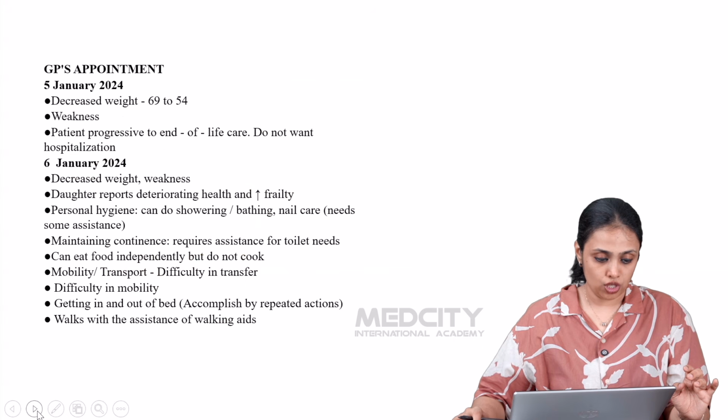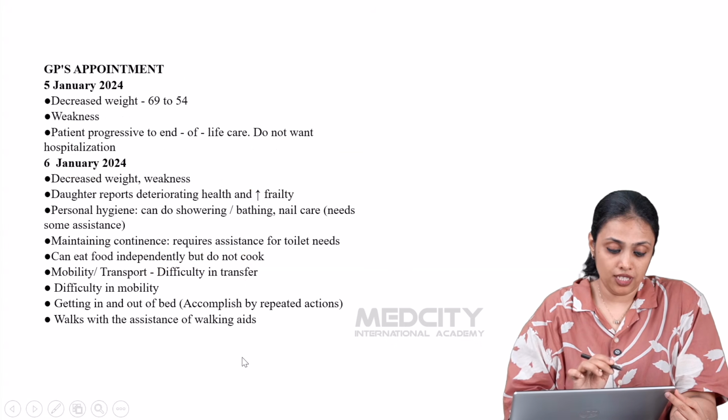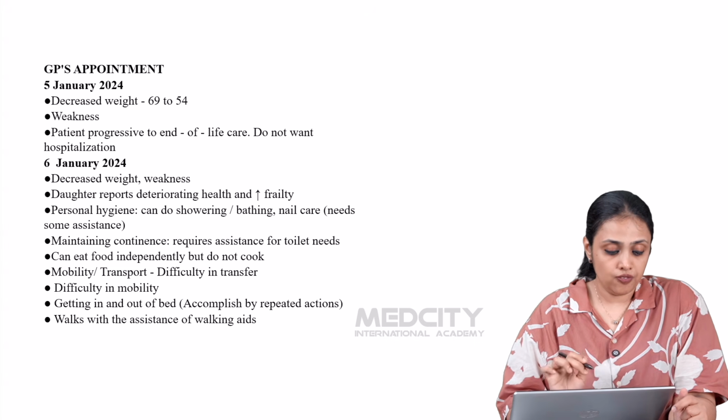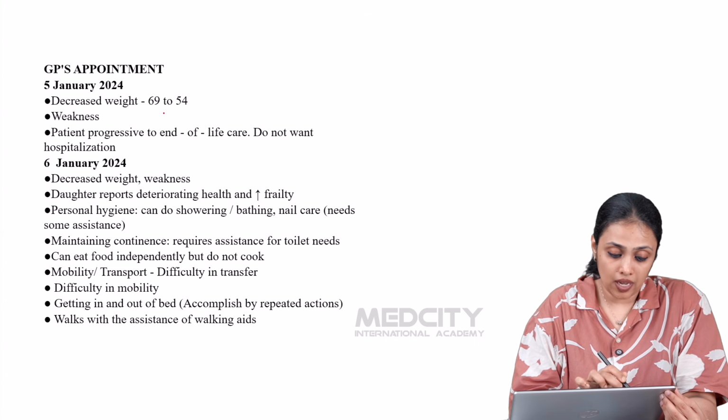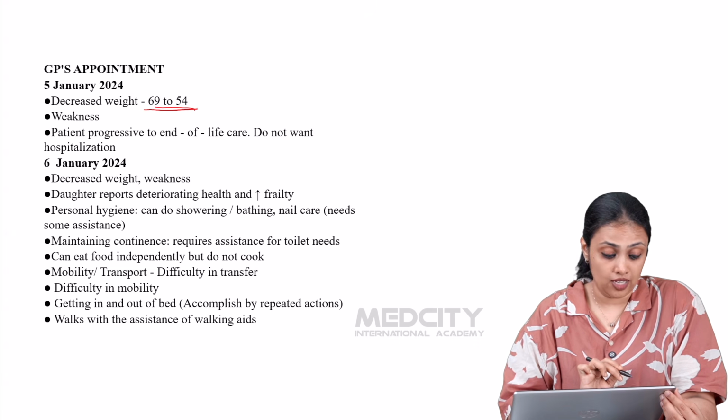Now we shall move on to the current situation. GP's appointment, 5th Jan 2024, which means yesterday. Today's date was given as 6th Jan. So on 5th Jan, what is mentioned here? Decreased weight, 69 to 54, which means that is a significant weight loss.